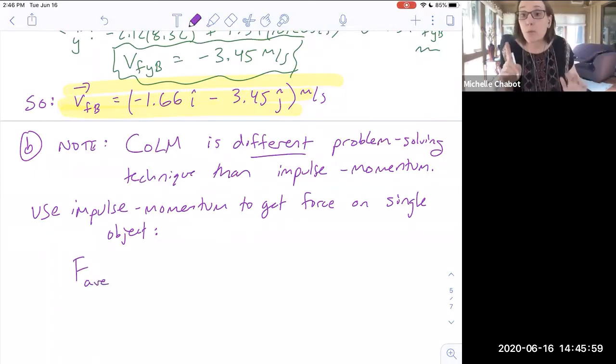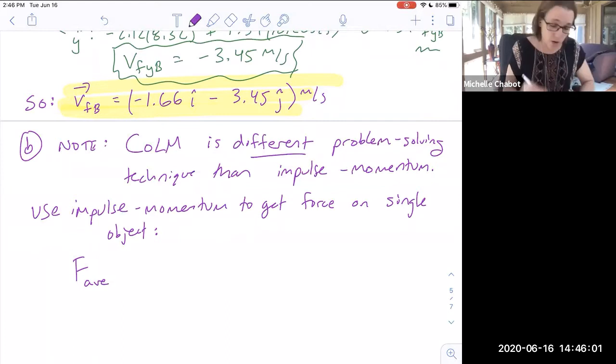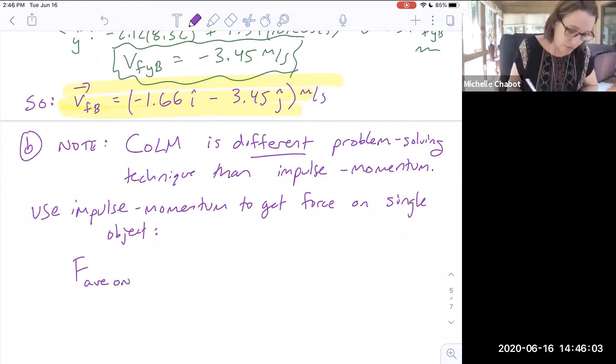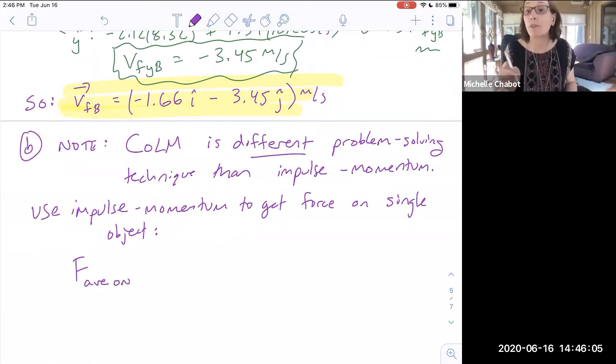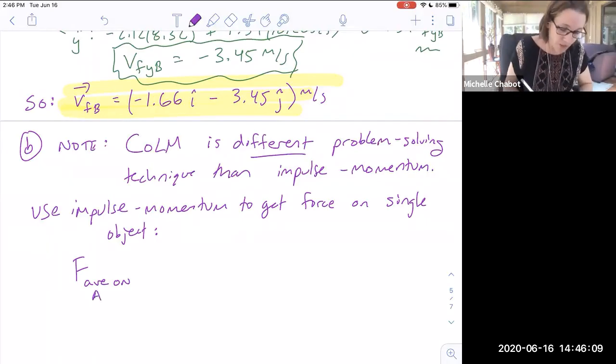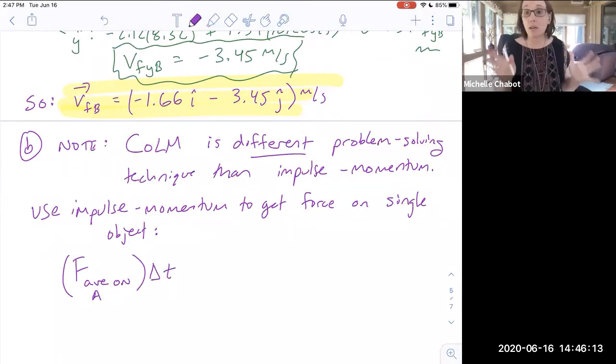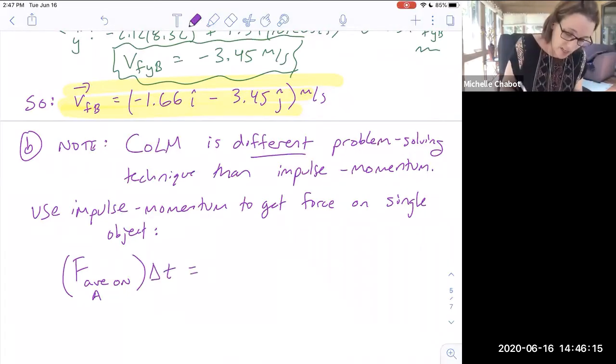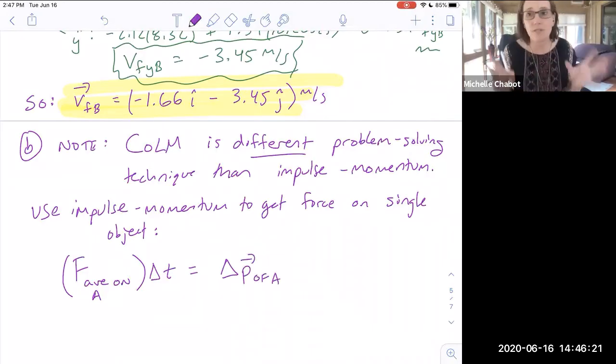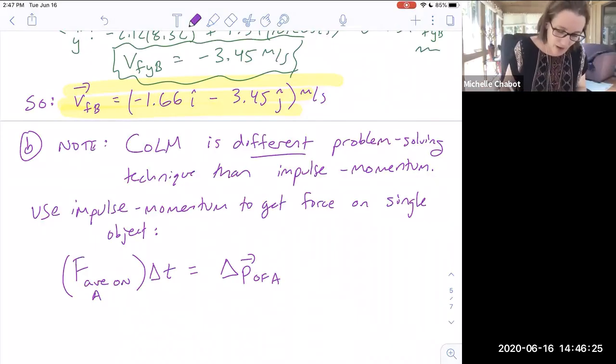So to remind us, we would have here that the average force, right? And in this case, we want it on the 2.12 kilogram mass, so object A, I'll call it. The average force on A times the time, that's going to be my impulse, is equal to the change in momentum of object A, just a single object, not of the system. The change in momentum of the system is 0. So the change in momentum of A.